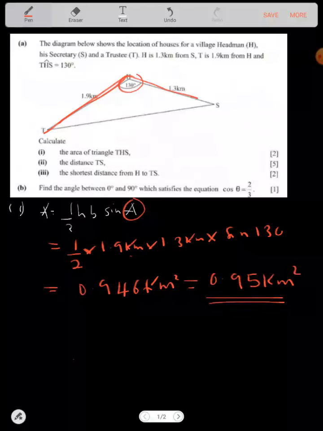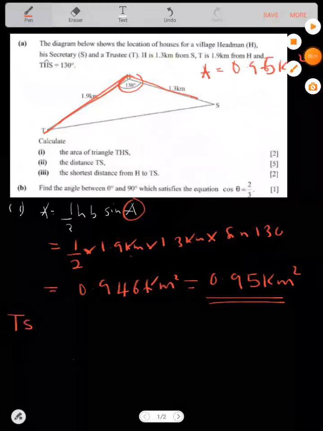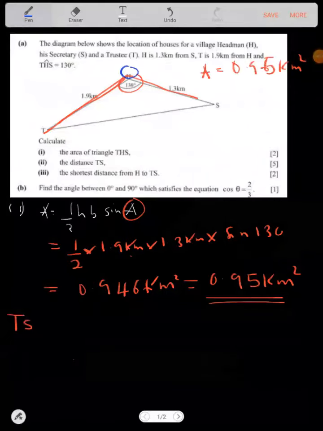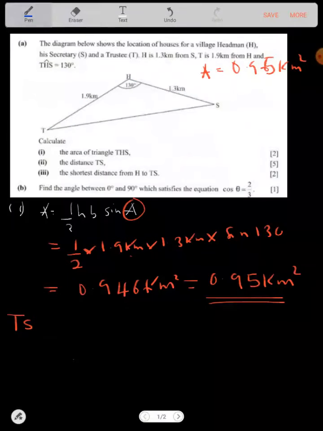Part 2 says, let's keep in mind that the area of the triangle is 0.95 kilometers squared. Now, how do we find the distance TS? Since this is H, let me label this again. We call this side H, and this is S, we call this side S. We call this angle T, and this side T. What we are finding is actually TS, which is just the same as H.